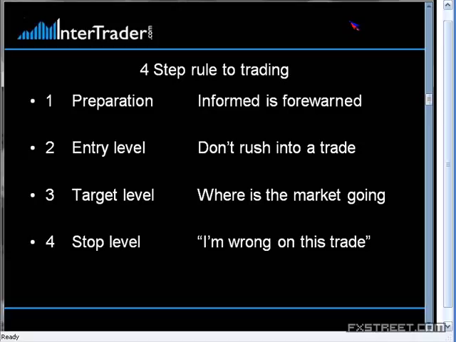So again, there are different things I'm going to talk about a little bit later on of how we can get involved in volatile markets without just jumping onto the trade and expecting it to go instantly our way. Then, number 3, we've got our target level. We have to understand where the market's going, and that comes back to our technicals. So fundamentally, when fundamental news drives the market, we should know technically where it can go to.